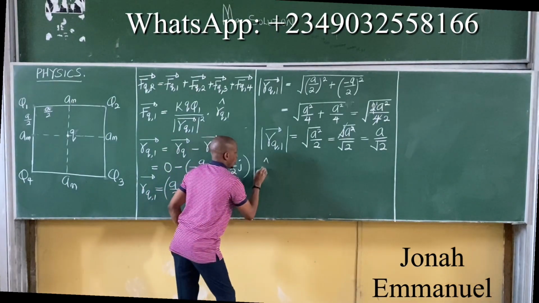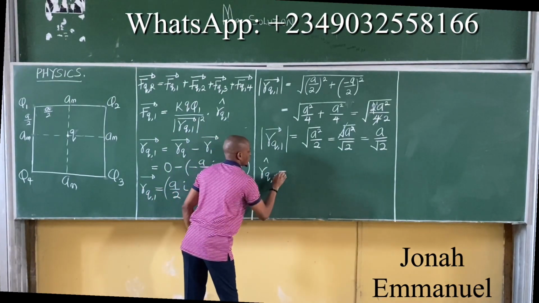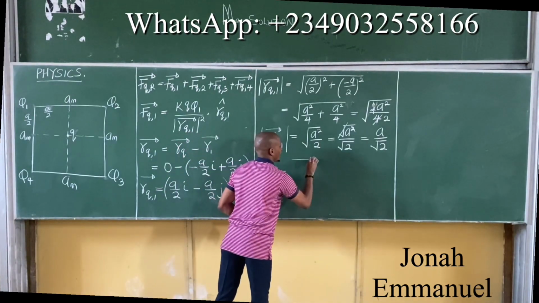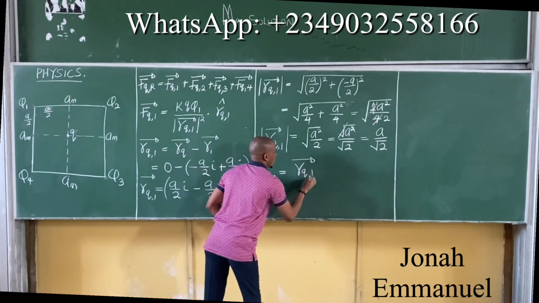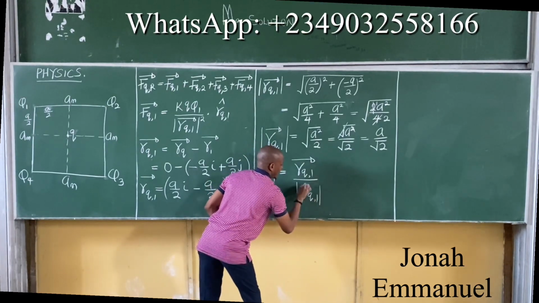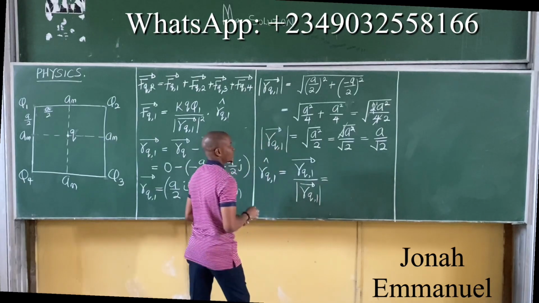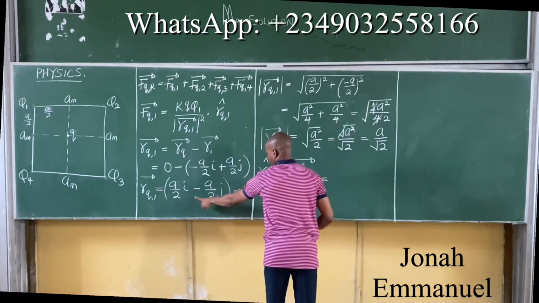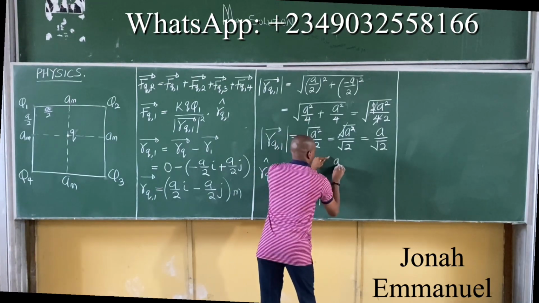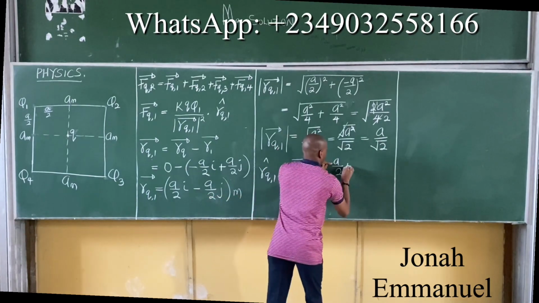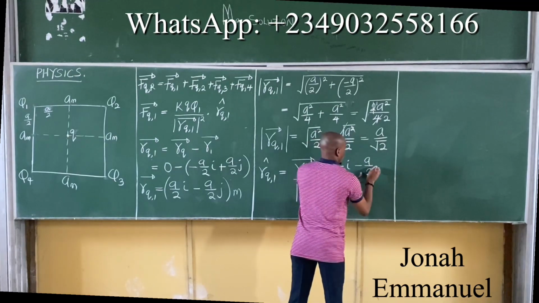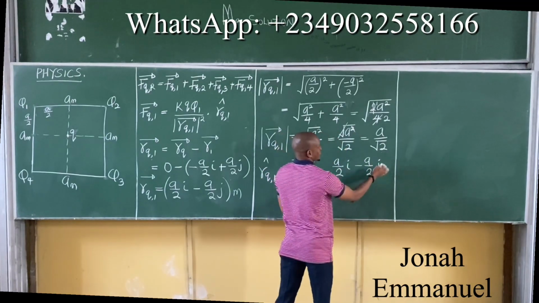We're not done yet. The next task is to find the unit vector. So the unit vector of RQ1 is equal to, we said, position vector all over magnitude. So it becomes the position vector of RQ1 all over the magnitude of RQ1. I have this. And that's now equal to the position vector of RQ1, which was this. So it becomes A all over 2 I minus A all over 2 J.